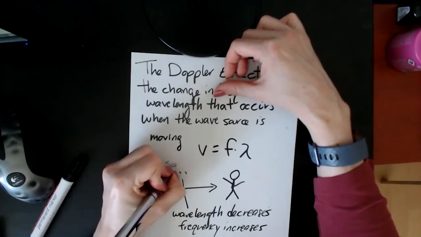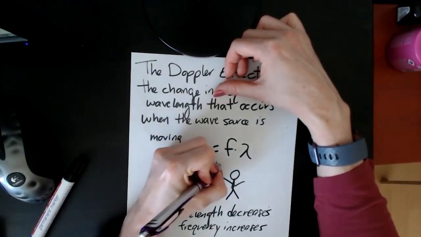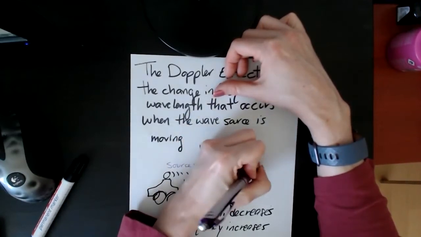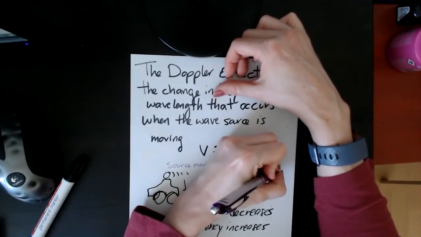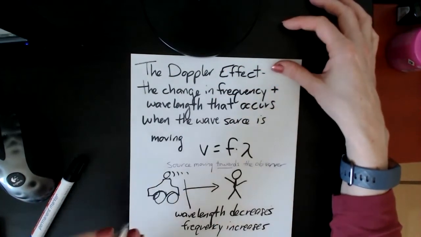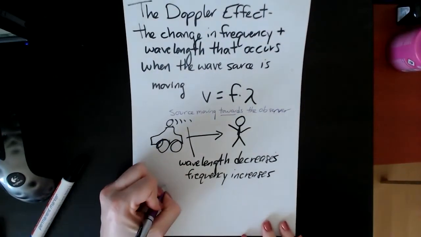So this is the source moving towards the observer. So in the cosmology unit, this would be what we talked about. This would be the blue shift, because the wavelength is decreasing. All right.